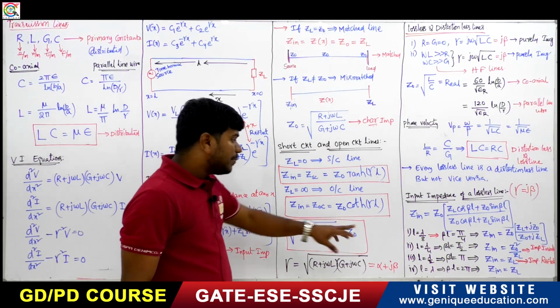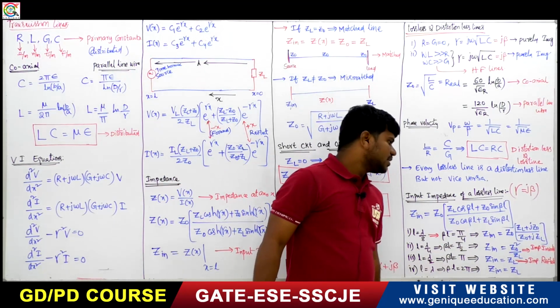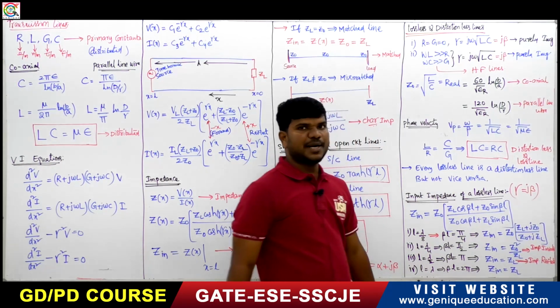The lambda by 4 line is also called the impedance inverter. The input impedance of this line is Zin is equal to Z0 square by ZL. This is called the impedance inverter.